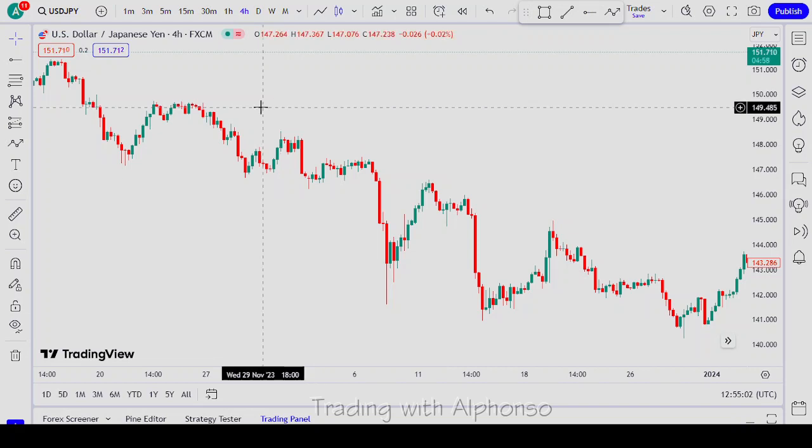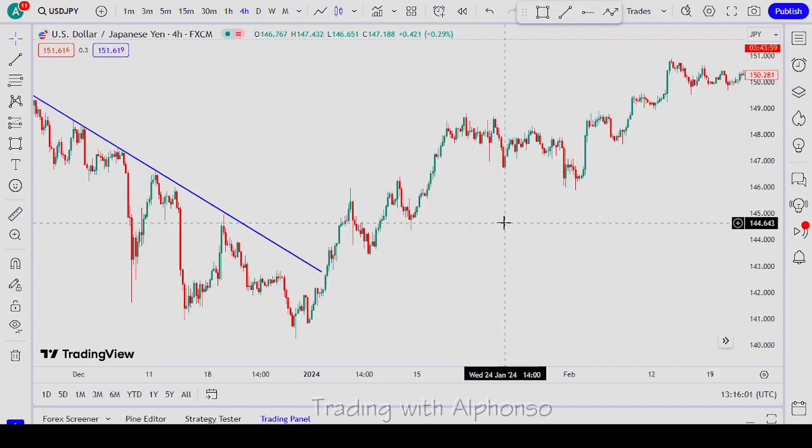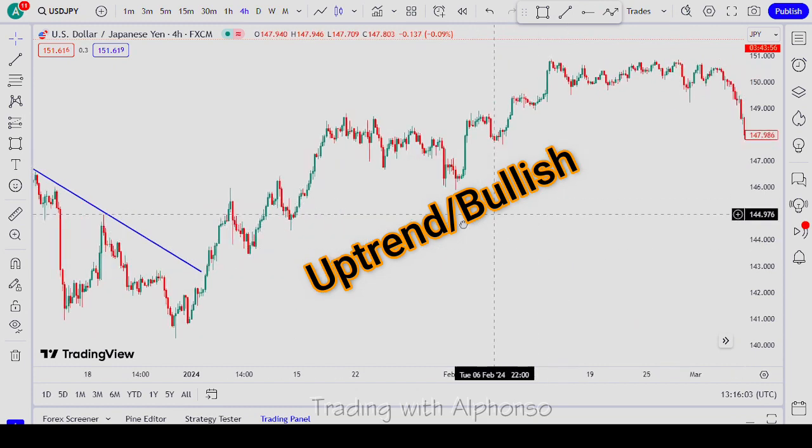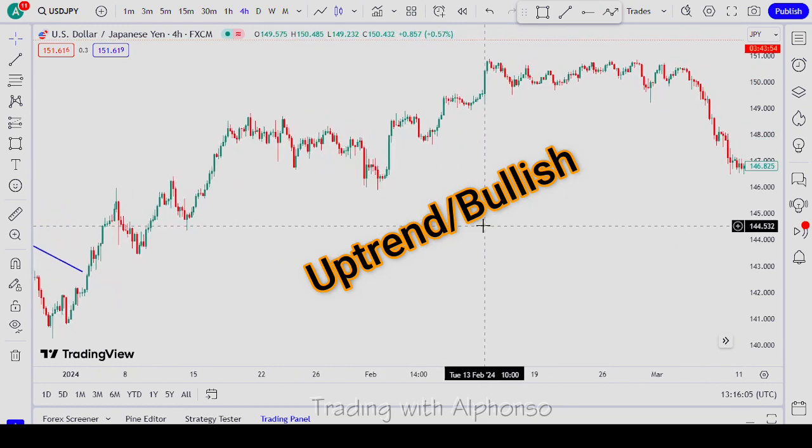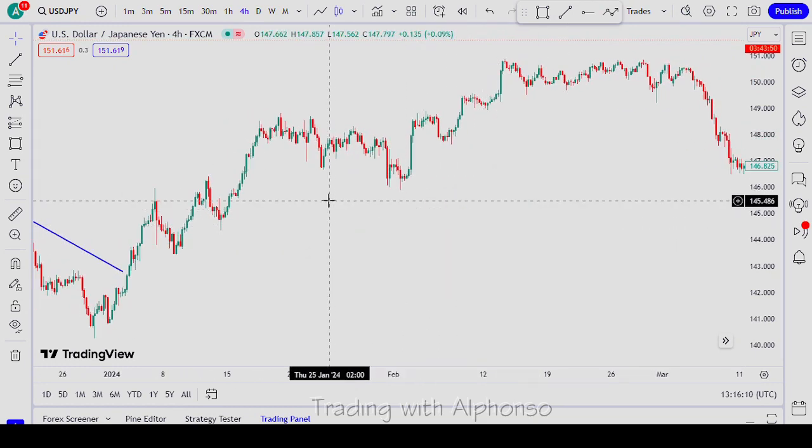Then I go to the 1-hour time frame, look at the market condition at that point. Then I go to a lower time frame like the 15-minute or the 5-minute and look for my entries in the market. Let us see how an uptrend market structure forms. So right here is an uptrend market structure. I'm in a higher time frame, the 4-hour time frame.